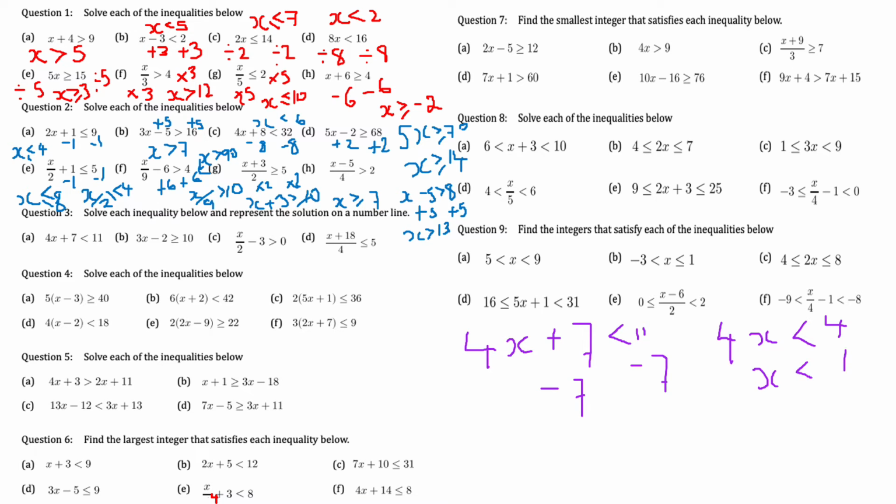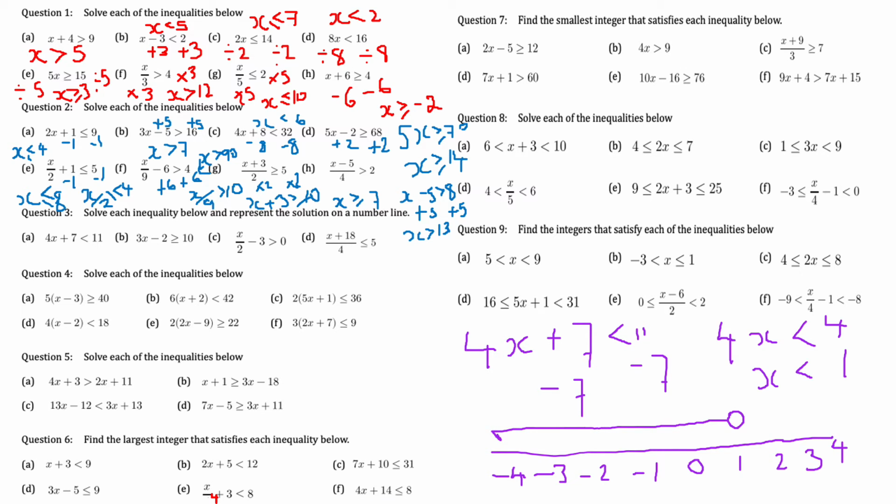Now, on a number line, it's going to look something like this. It is a rough sketch. We've got 1, 0, minus 1, minus 2, minus 3, minus 4, and then the number line just carries on. And I've got 1, 2, 3, 4. And it's saying x is less than 1. So it's a hollow circle and it's going in this direction.